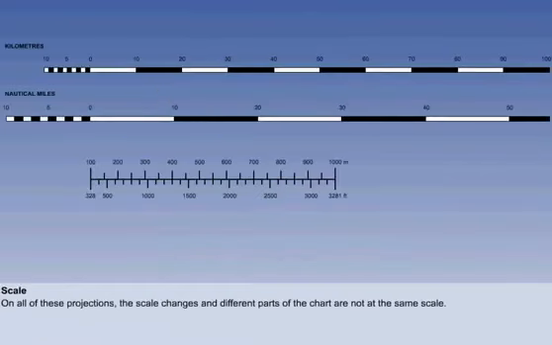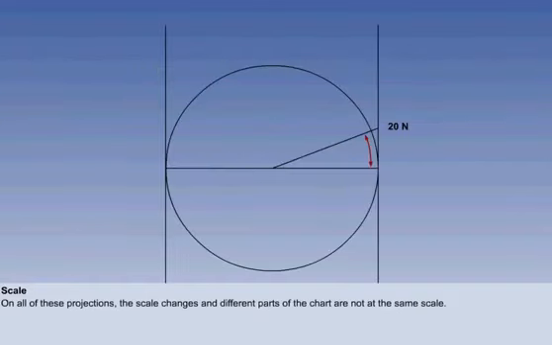On all of these projections, there is a common problem. The scale changes, and different parts of the chart are not at the same scale. It's easy enough to see why. Look at this diagram of a cylindrical projection. It's showing a latitude of 20 degrees north. This distance here on the sphere therefore represents 1200 nautical miles. Remember, 60 miles to a degree.